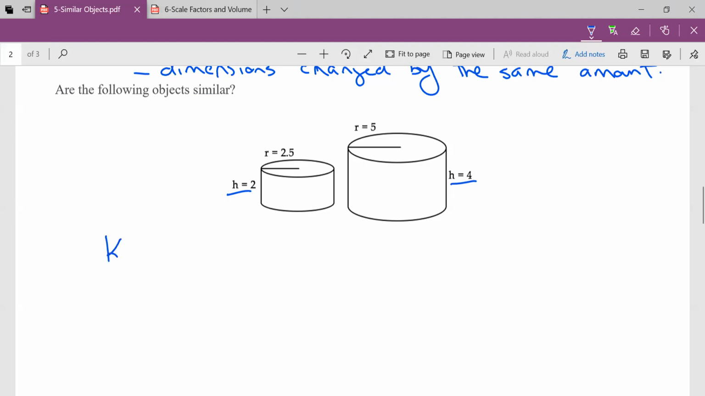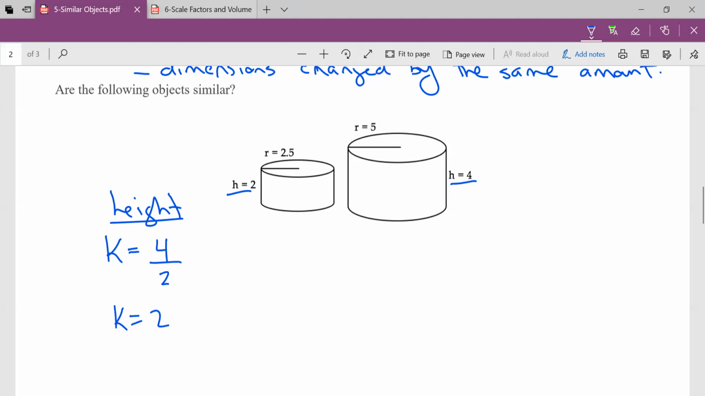So remember, to find my scale factor, I'm going to take the new, or the diagram, and divide it by the old measurement, or the actual measurement. So for the height, I get a k value of 2.